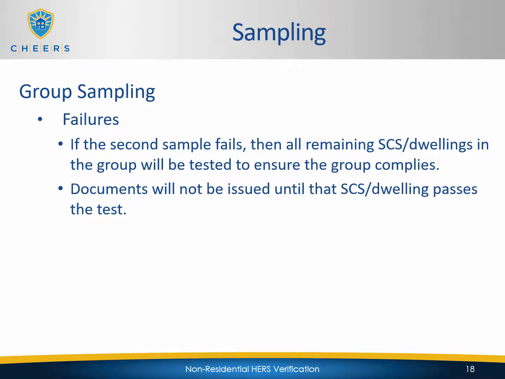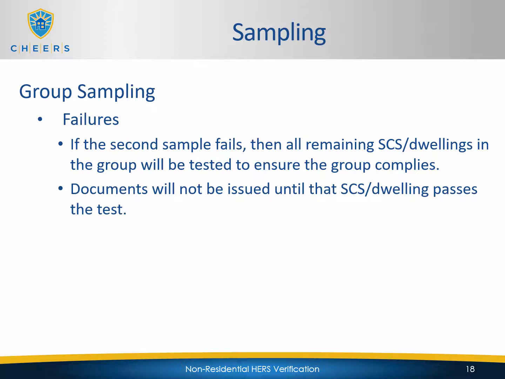If the second sample fails, then all remaining space conditioning systems or dwellings in the group will be tested to ensure the group complies. So you have to do 100% testing at that point. Documents will not be issued until that space conditioning system or dwelling passes the test.